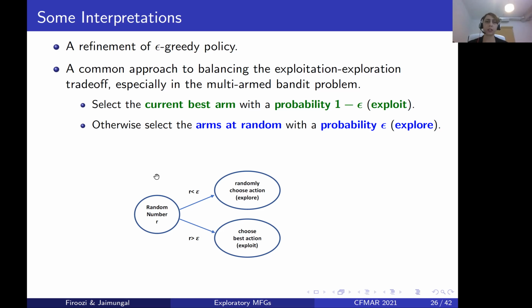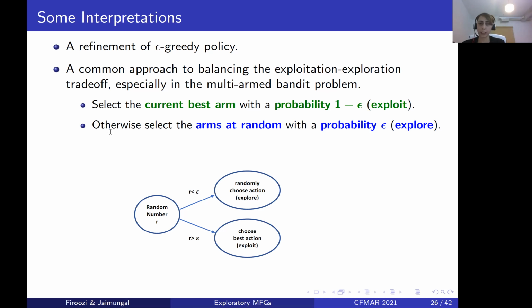The epsilon greedy policy is a common approach to balance exploration versus exploitation in reinforcement learning, especially in multi-armed bandit problems. In this approach, we first set the value of epsilon. A random number R is generated. If this number is smaller than epsilon, then an action is chosen randomly, which means exploration. If R is greater than epsilon, then we choose the current best action, which means that we use current knowledge to solve our optimization problem.